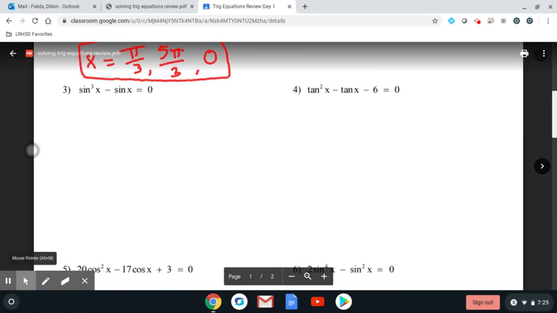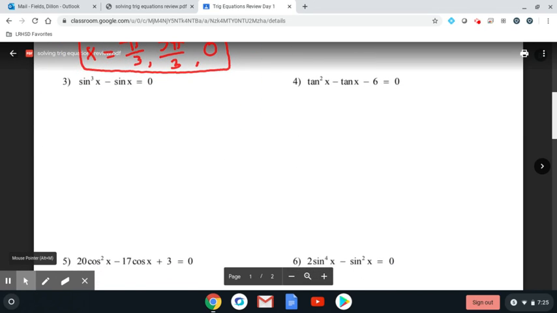All right, looking at number 3. You have sine cubed of x minus sine of x is equal to 0. Really similar to what we did on problem number 1, you're going to have to solve this one by factoring because we see two different sines going on in the same equation. When I factor, in this case, I can only take out a greatest common factor, which is just sine of x.